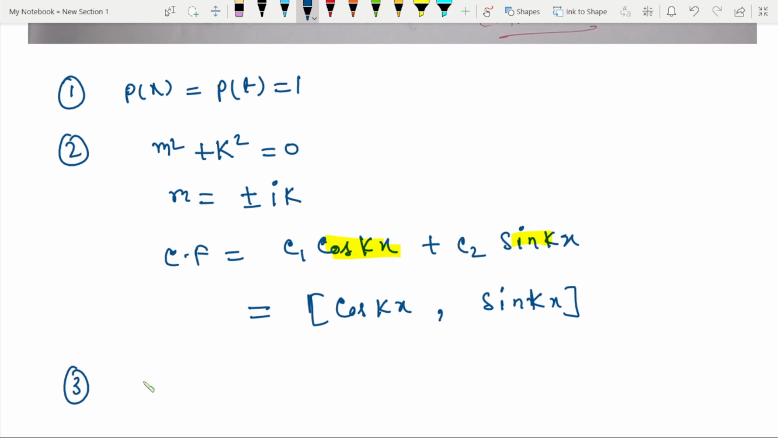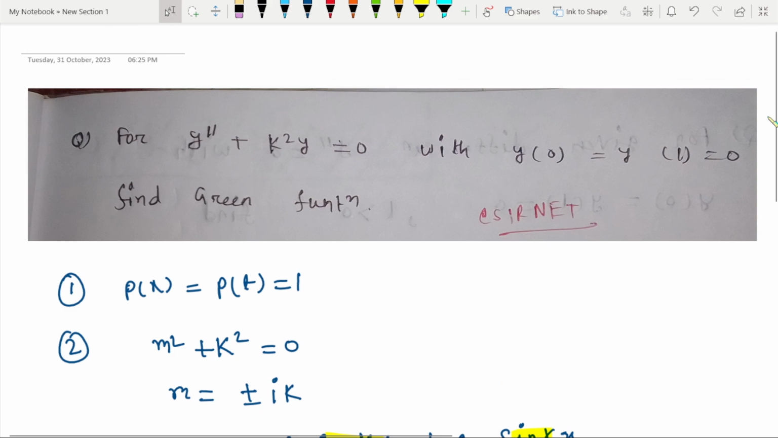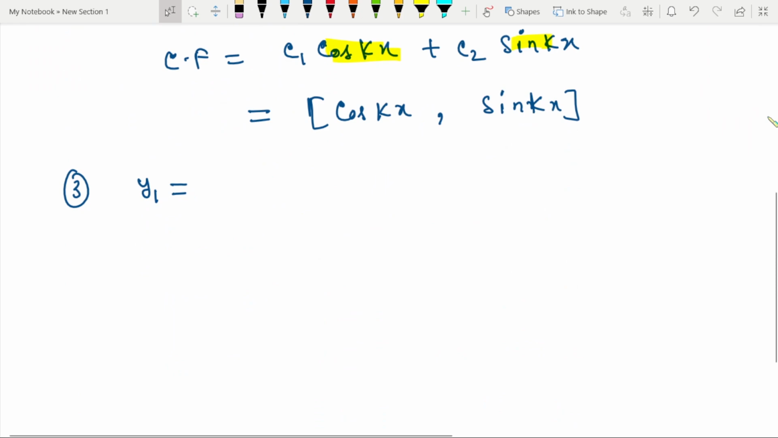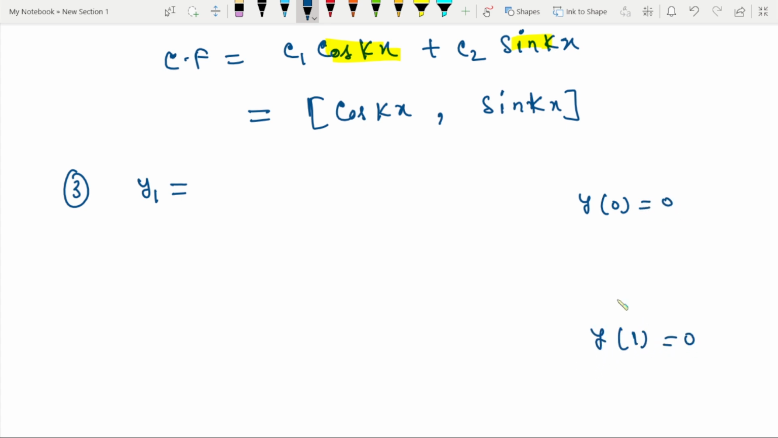So what should y1(x) be? And what is the first boundary condition? The first boundary condition is y(0) is equal to 0, and this is our second boundary condition, y(1) is equal to 0. So what do we do? If x is equal to 0 is substituted, the value of y becomes 0. So we simply take sin, because sin 0 is 0. This satisfies our first boundary condition.